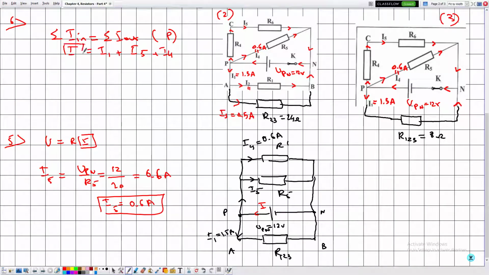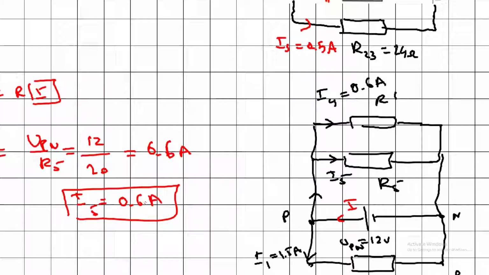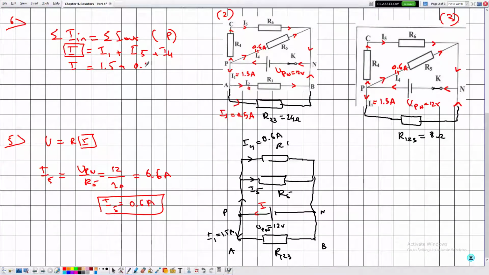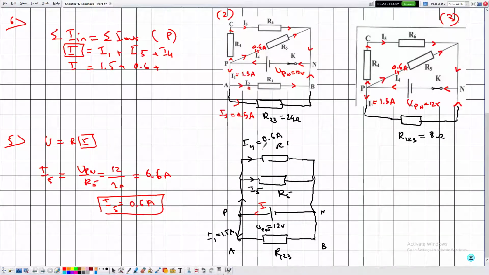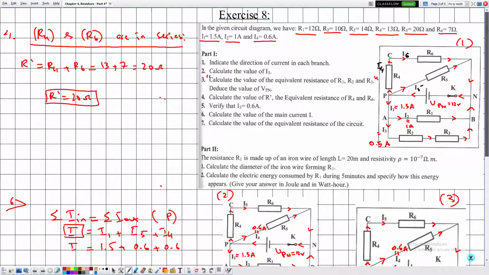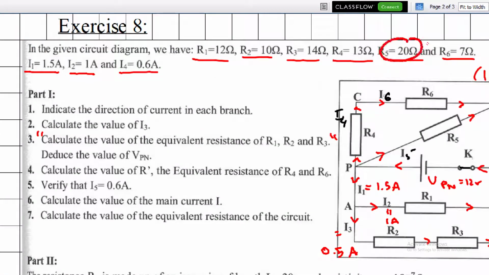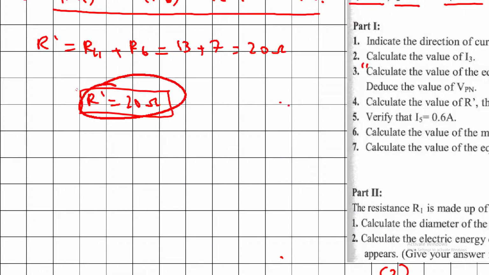And we are interested in determining the main current, which is I, traversing the battery. Now the value of I1 is given by 1.5, I5 is given by 0.6, and I4 is given by 0.6. Now let me check the value of the resistances. What is the value of R prime? R prime is 20, and what about R5? For this reason, since they are of equal resistances, the current will split equally.